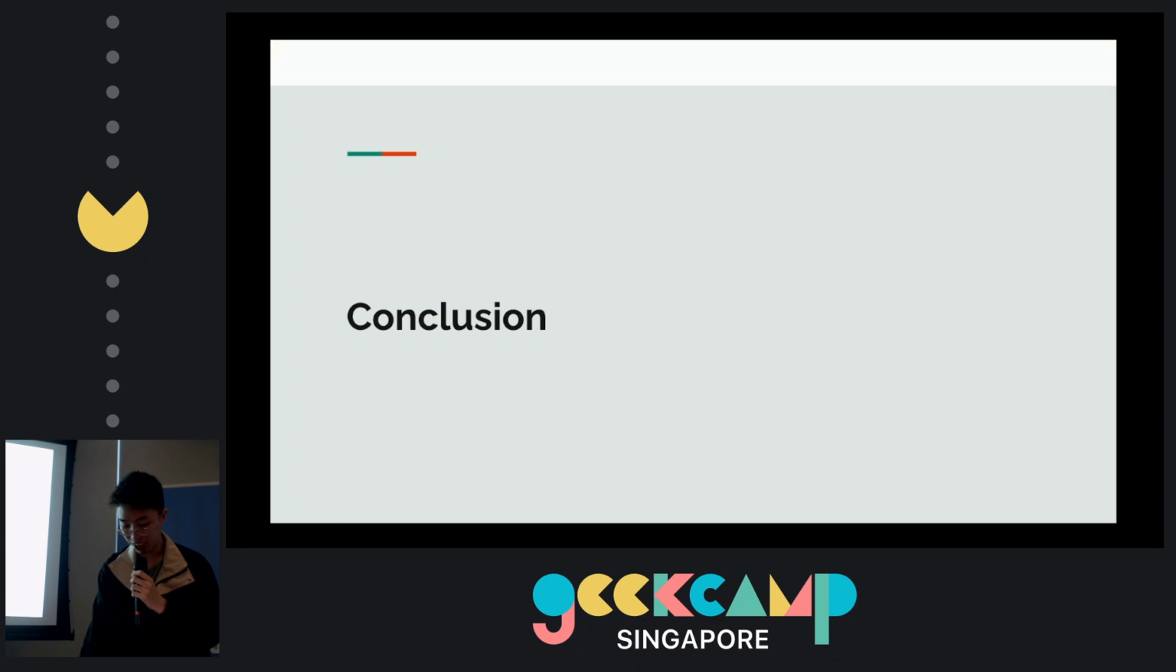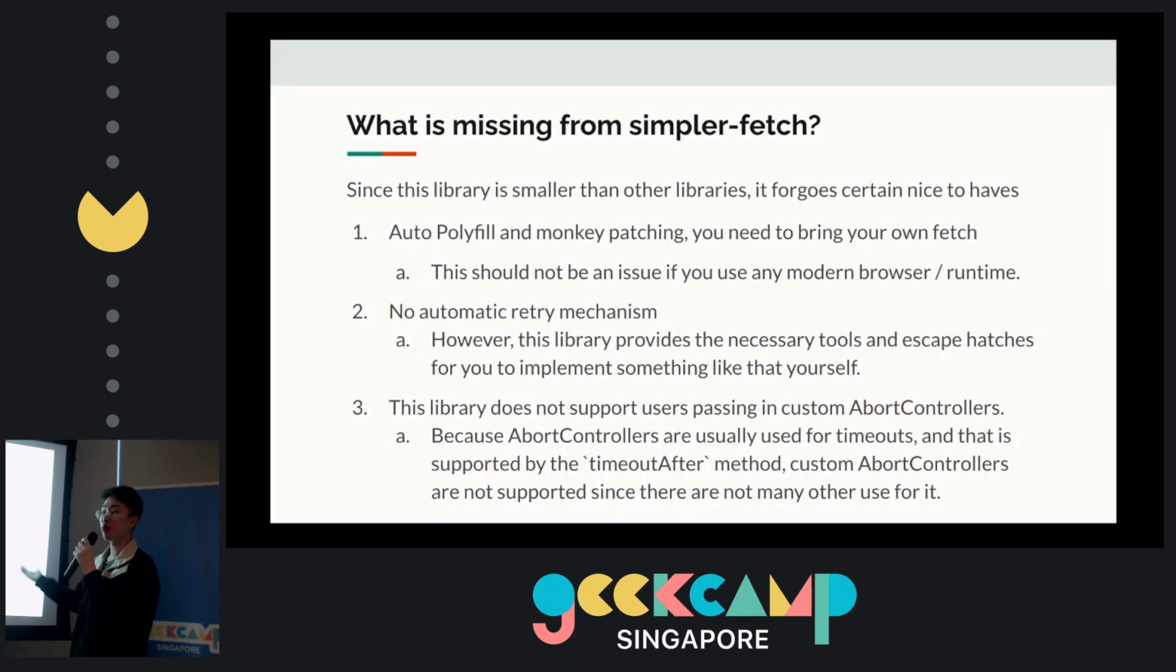Okay, to conclude, what is missing from my library? There's a few things missing because it's small, so it has to forego some nice-to-haves. The first thing is that there's no auto polyfilling. So if you're building for Internet Explorer, a very old version, then you need to polyfill your own fetch. We don't provide fetch.